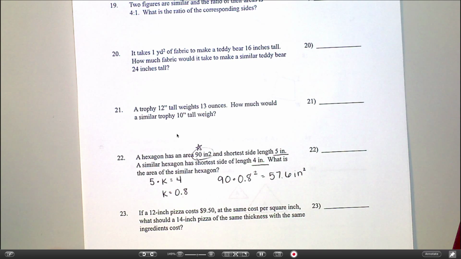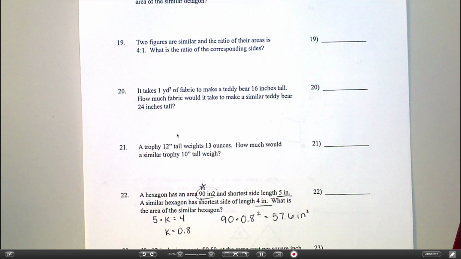If that were asking you about volume, what would you do with your K value? Cube it. Good.